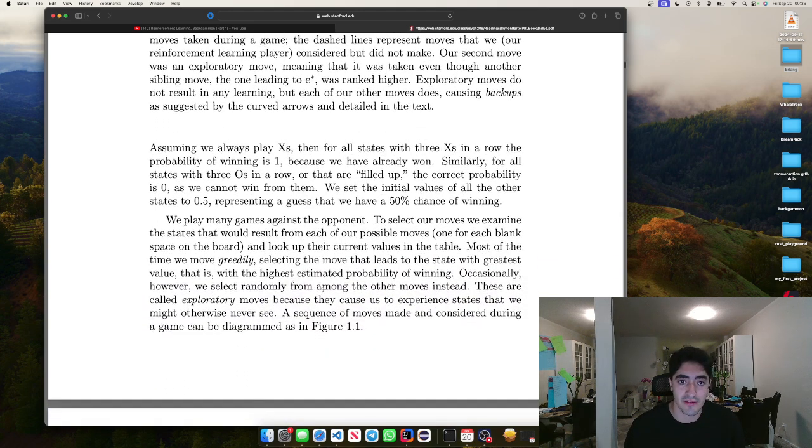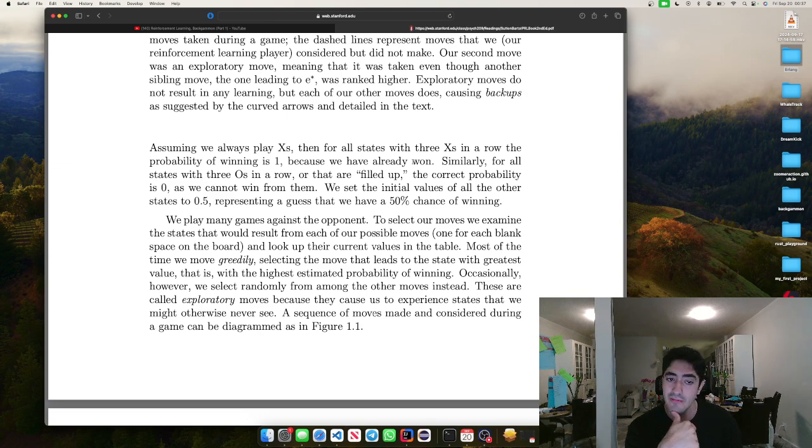Assuming we always play x's, then for all states with 3 x's in a row, the probability of winning is 1, because we have already won. Similarly, for all states with 3 O's in a row, or that are filled up, the correct probability is 0. As we cannot win from them, we set the initial values of all the other states to 0.5, representing a guess that we have a 50% chance of winning.